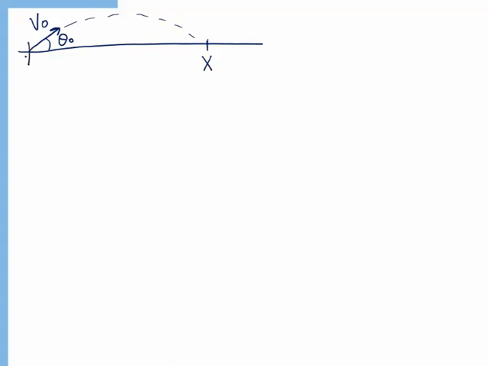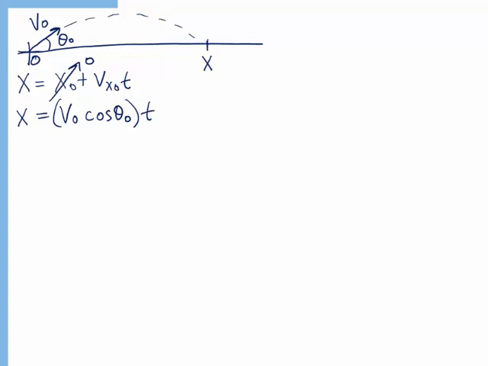As we've said, we know that x is equal to x naught plus vx naught t. And we'll assume we're starting at 0, so I can get rid of that. Now I want to put in for vx naught directly in terms of v naught and theta naught. Well, we know how to do that. That's just the component, v naught cosine theta naught. So that's vx naught times t. But now I want to figure out a way to eliminate t in that equation. To do that, I'm going to use the y direction.